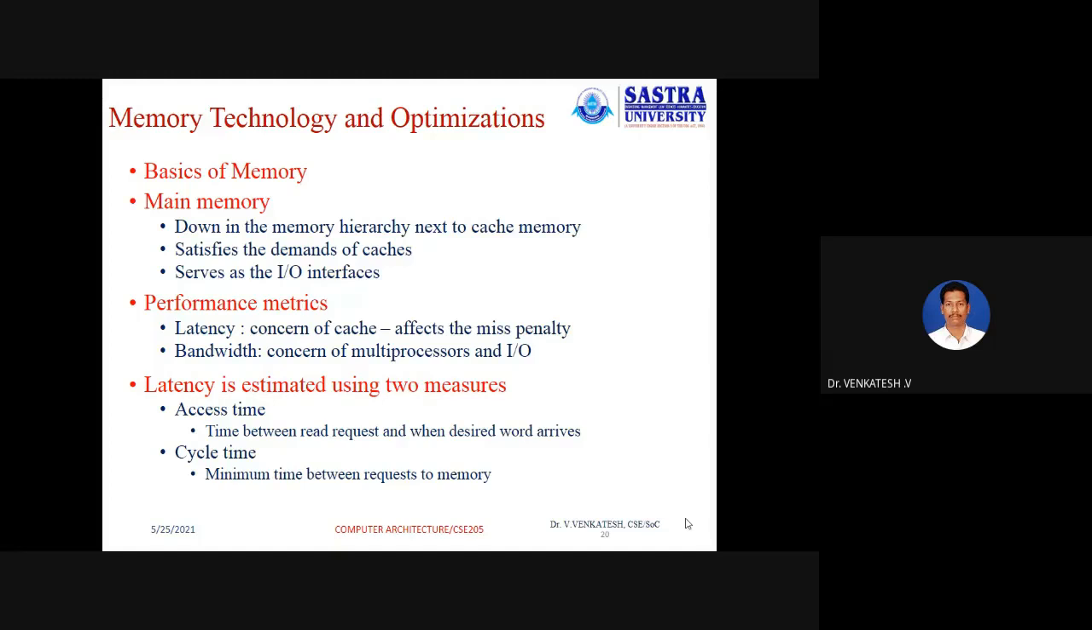Whenever we are talking about latency, it is going to be estimated with two measures. Already I told you how much time. One is going to be called access time. What basically is access time? It is the time between the read request and the data arriving. I will send the request, and then I will fetch the data. At what time it has arrived, that is going to be called access time.